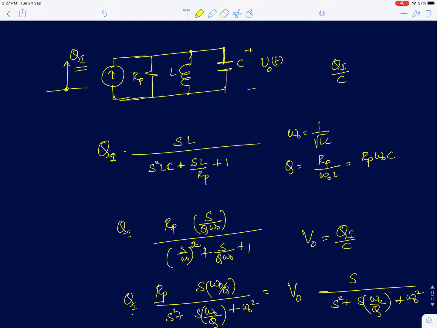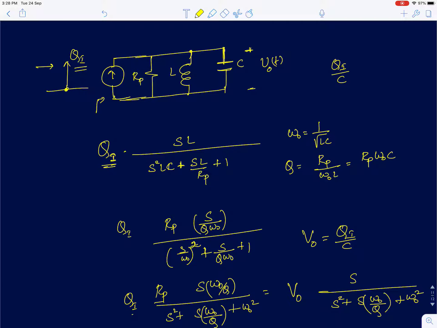Hi everyone. In this lecture, we'll discuss the impulse response of parallel RLC circuits. We are going to feed a current impulse to a parallel RLC circuit and then observe the voltage developed across the RLC tank. For the current impulse, since we said the unit of the current impulse has to be charge, I've assumed a charge of Qi entering the tank, entering the RLC circuit.